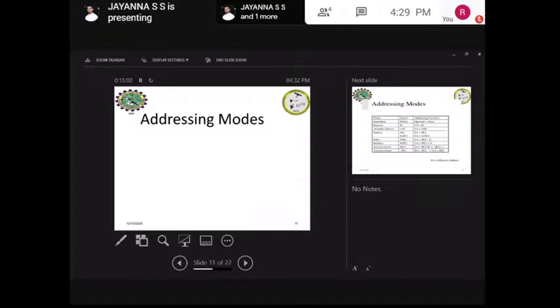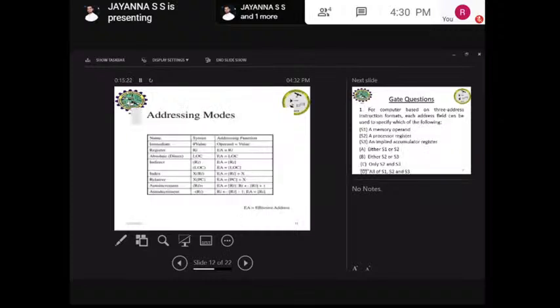So the next concept is addressing modes. It is very important. Addressing modes describe how we are going to provide the operands in the instruction. They give information about how we are going to access or fetch the data from the memory. There are different types of addressing modes. Here this table gives the various types of addressing modes. The first one is what we call the immediate addressing mode.